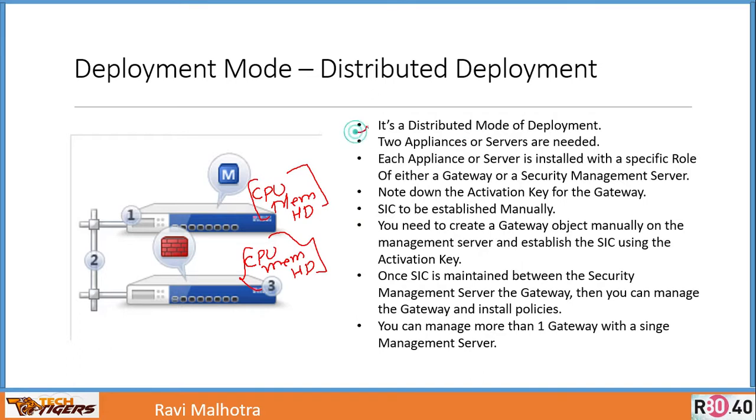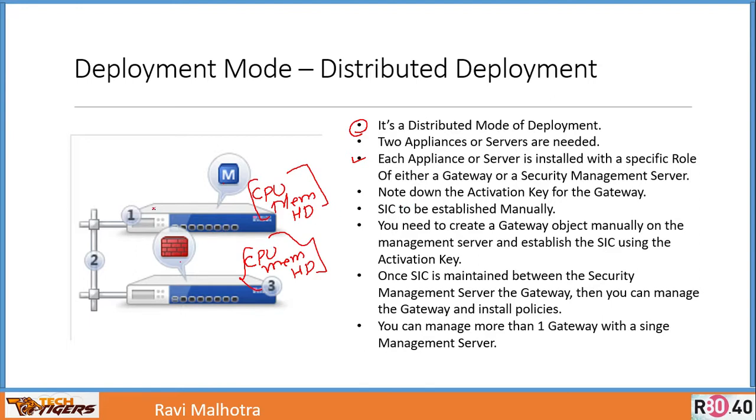As the name goes, it's very simple. Two appliances or servers are needed. Each appliance or server is installed with a specific role. This is a management role. This is a gateway role. Note down the activation key for the gateway.